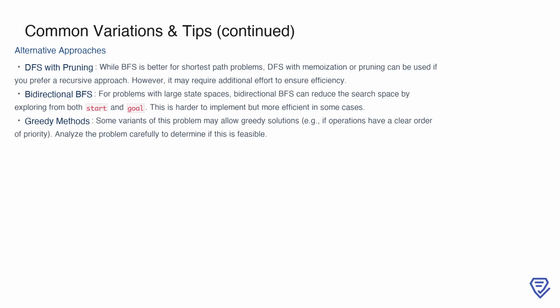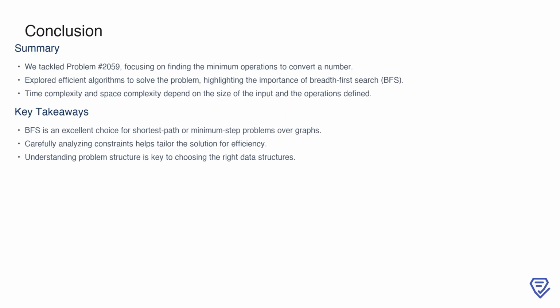Each of these methods has its strengths and weaknesses, and understanding when to apply them is an important skill for tackling variations of this problem. Great job! We've covered the key concepts and techniques for solving problem number 2059, and you've learned how BFS can be applied to find minimum steps. Remember to think critically about constraints and data structures when solving similar problems.